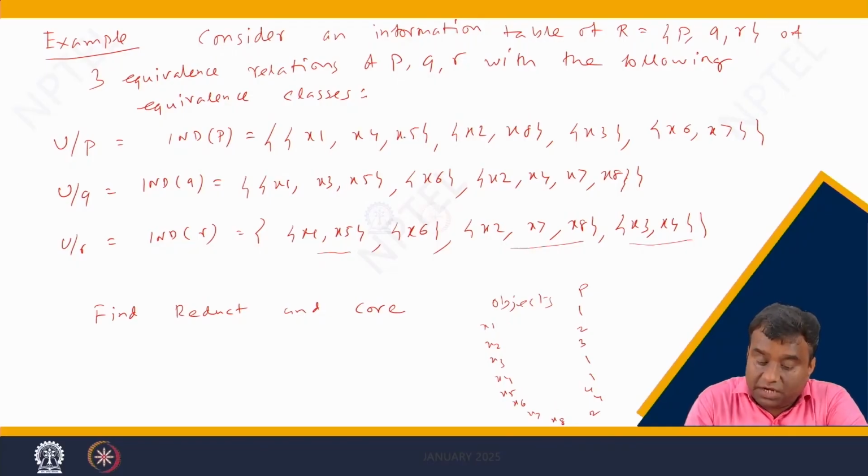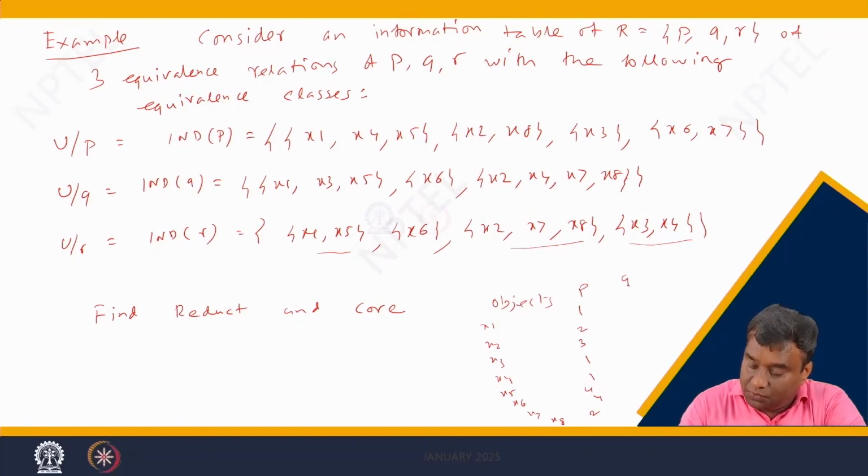So x1, x4, x5 have the same number: x1 is 1, x4 is 1, x5 is 1. x2 and x8 have the same number: x2 is 2, x8 is 2. x3 is a different number, 3, and x6 and x7 are the same number, that is 4, 4.